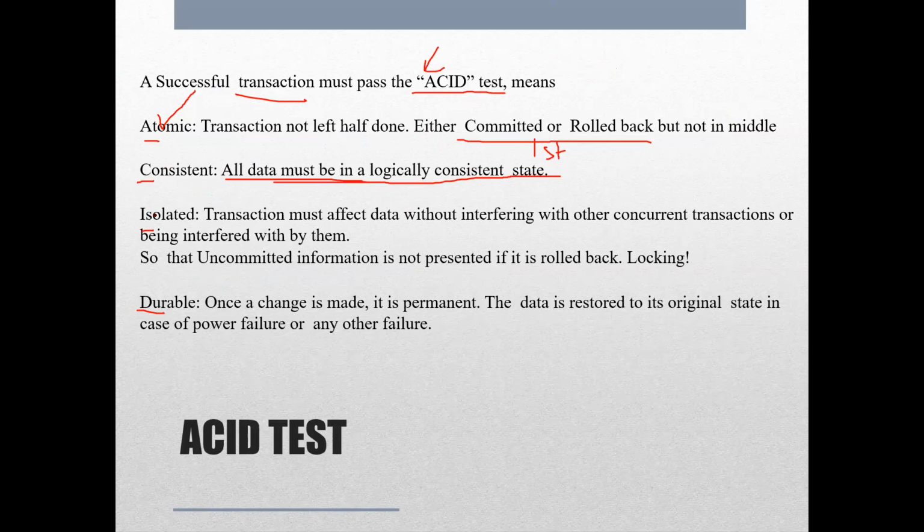Now, isolated, it's a very interesting one. Transaction must affect data without interfering with other concurrent transactions or being interfered by them, so that uncommitted information is not presented if it is rolled back. So you remember again our first example, isolated said the transaction must affect data without interfering with other concurrent transactions or being interfered by them. So basically, a transaction should not interfere with another transaction, and it should not be interfered with by the others. Why? Because we want to have an isolated transaction.